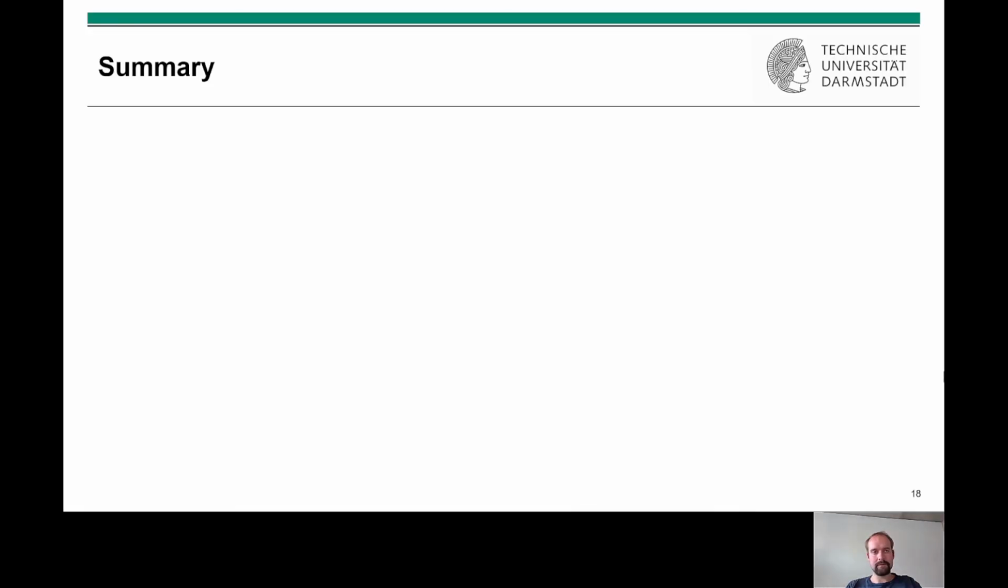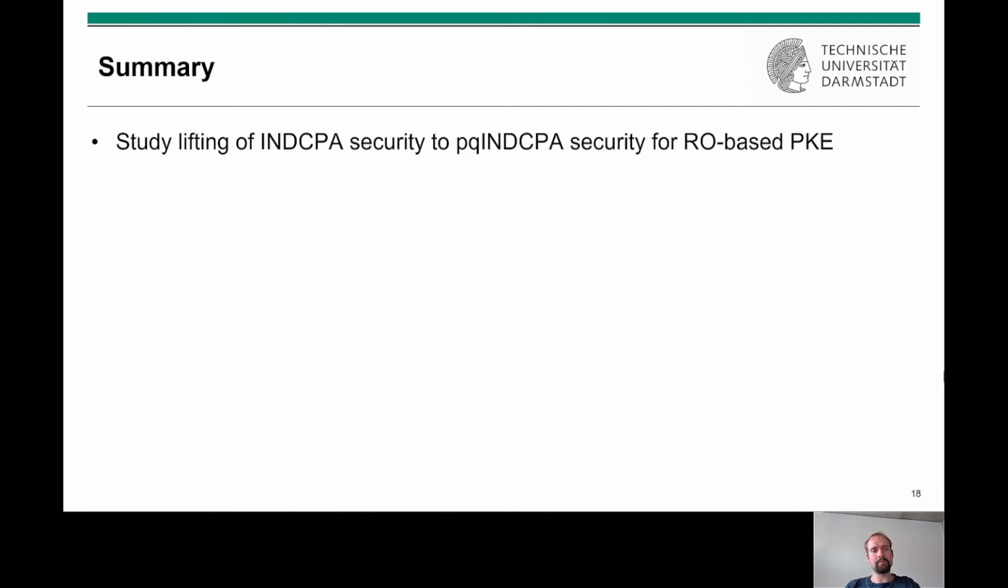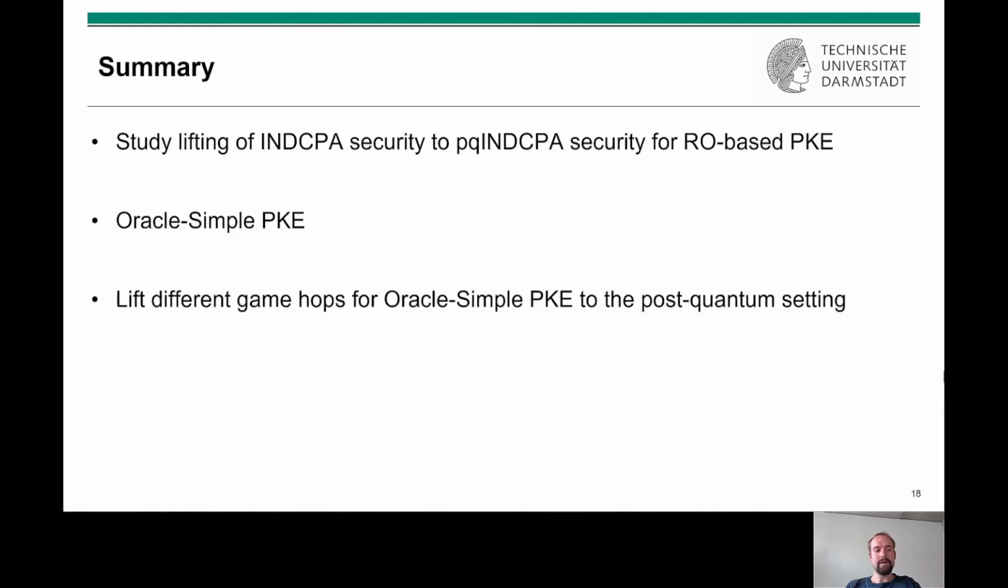So to wrap up, in this work we studied how classical INDCPA security can be lifted to post-quantum INDCPA security for public key encryption schemes that are based on random oracles. Now, since we were unable to generally lift security for public key encryption schemes, we came up with the definition of Oracle simple encryption schemes. And for these Oracle simple encryption schemes, we showed how the different game hops of the classical proof can be lifted to the post-quantum setting.